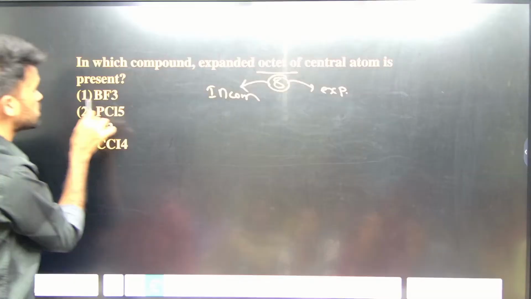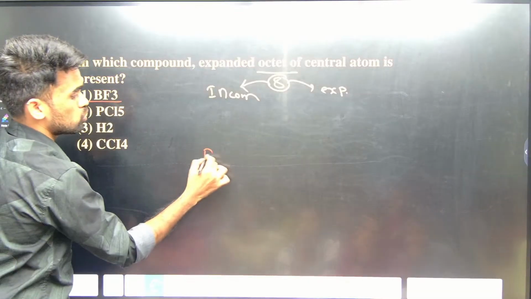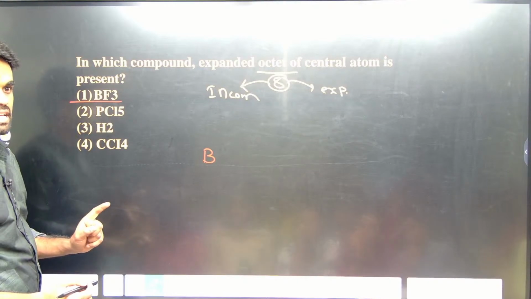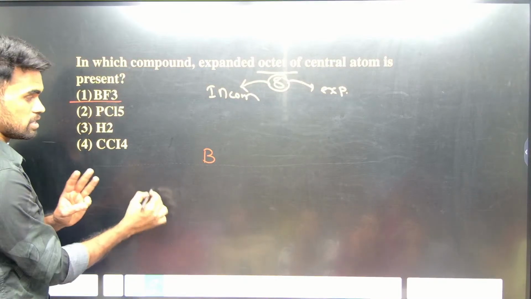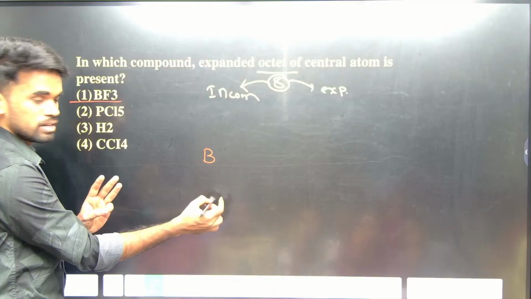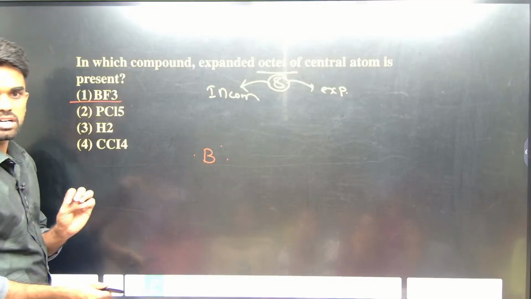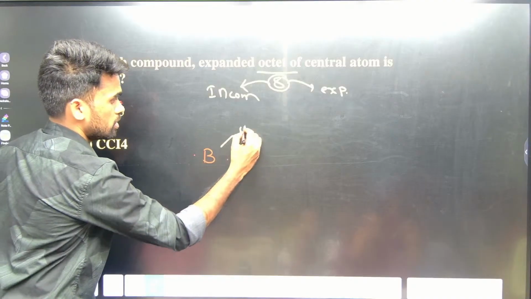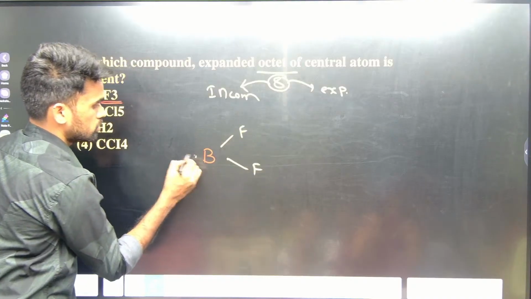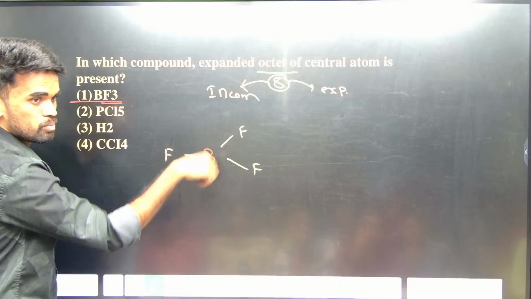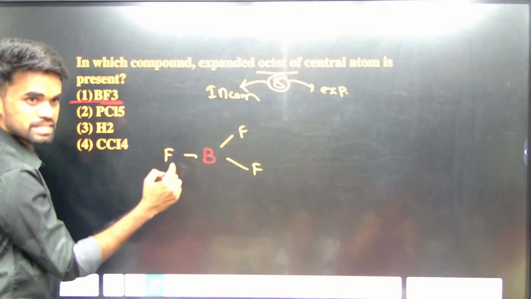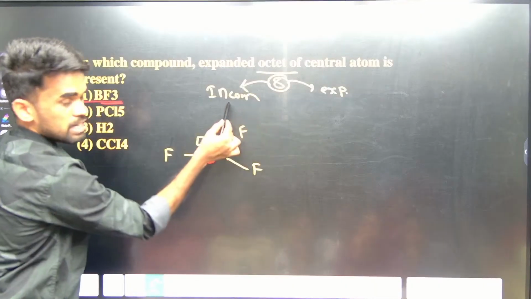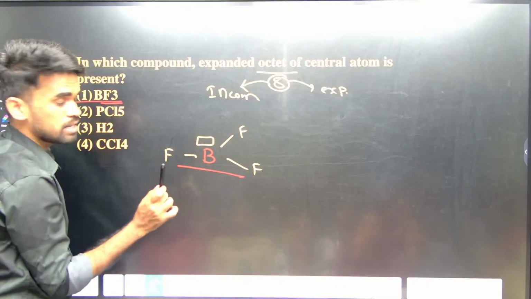Now in BF3, boron, what is the group number? 13. How many valence electrons does it have? 1s2, 2s2, 2p1, so 3 valence electrons. How many surrounding atoms? 1, 2, 3. How many electrons does it have in the molecule? 3 bonds means 6 electrons. So 1 vacant orbital is there. Less than 8, so you can say incomplete octet.